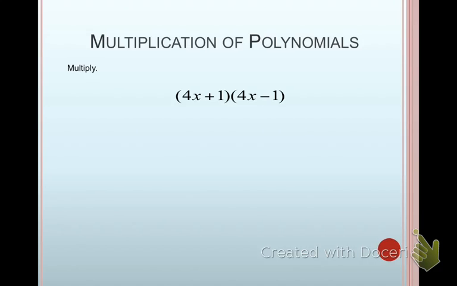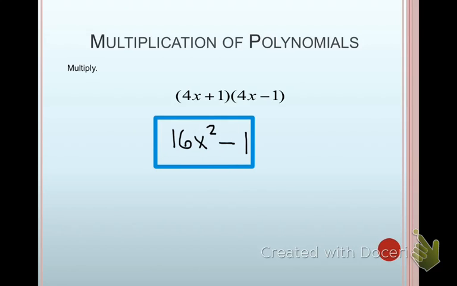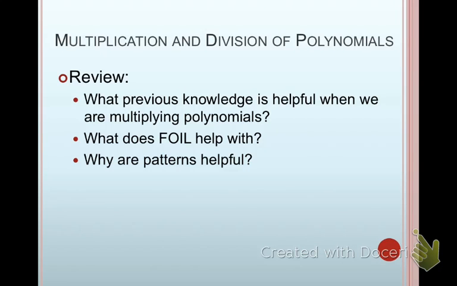And this is a difference of squares, which means that our sign in the middle is automatically going to be subtraction. Square that first term, we get 16x squared. Square that last term, and we get 1. These ones are my favorites. Okay. And that's it for multiplication of polynomials.